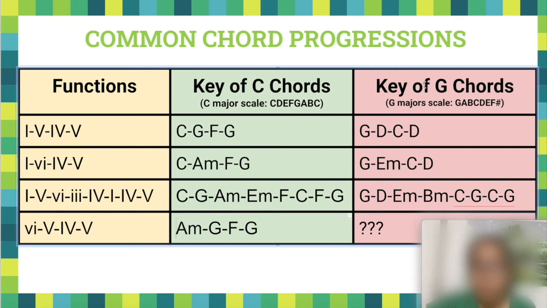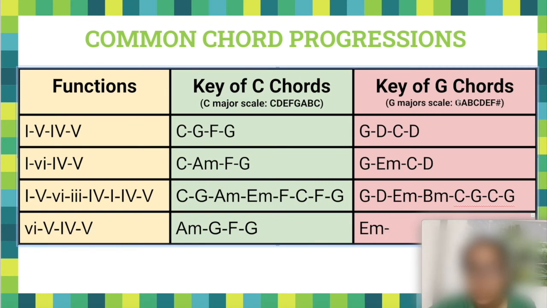Okay, so what if we want to get the chords for the key of G? Okay, so what is the sixth chord in the key of G? 1, 2, 3, 4, 5, 6. That would be an E. But the sixth chord must always be in the minor quality, right? So E minor.